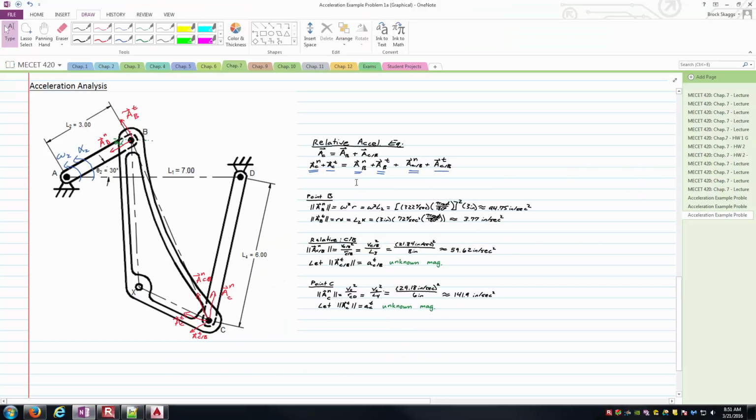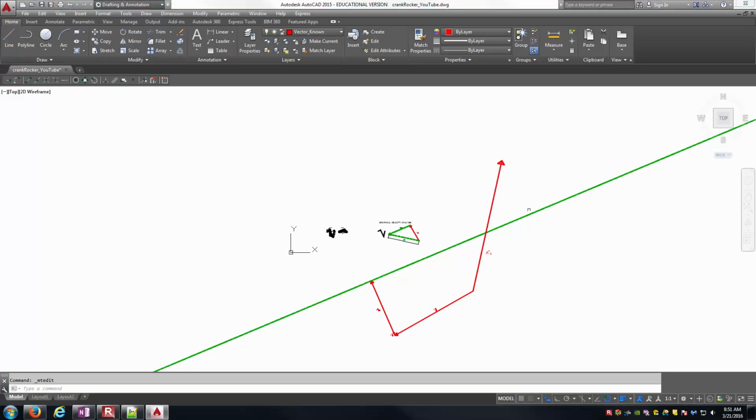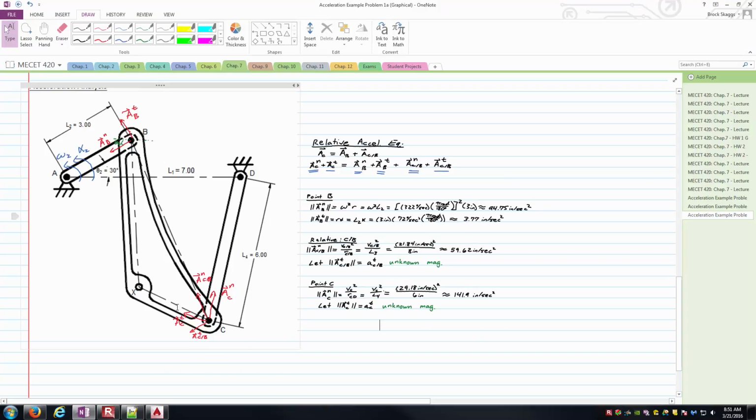And so we've got the normal at C. Now we're at our last vector, the tangential at C. The tangential at C has to be perpendicular to the normal, but we don't know if it goes off and to the left or up and to the right. It looks like we assumed up and to the left in our original drawing here.